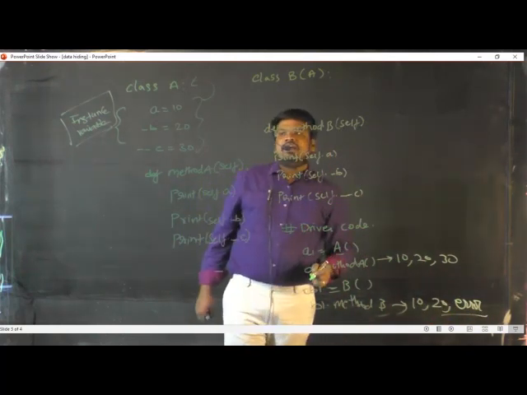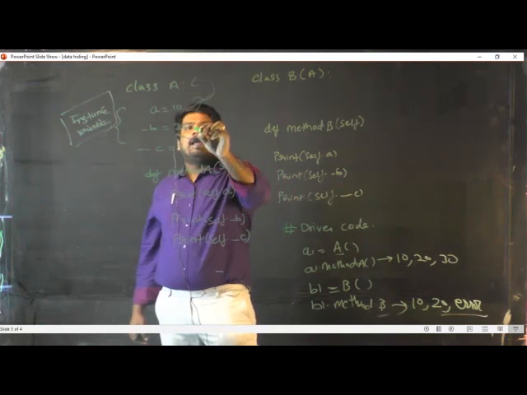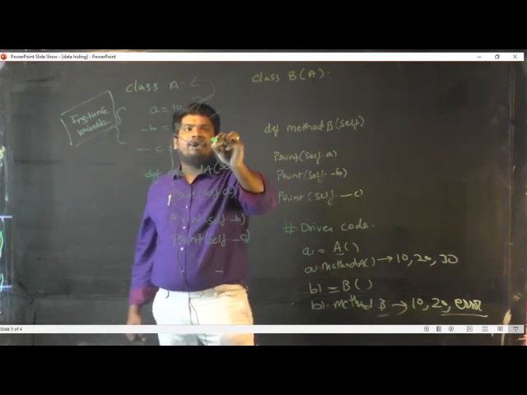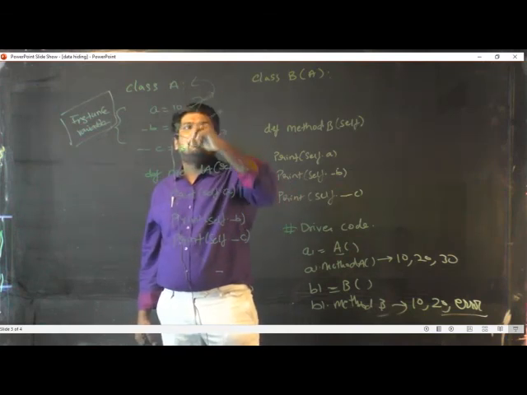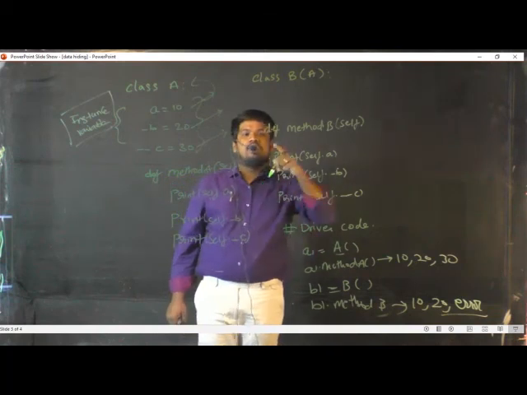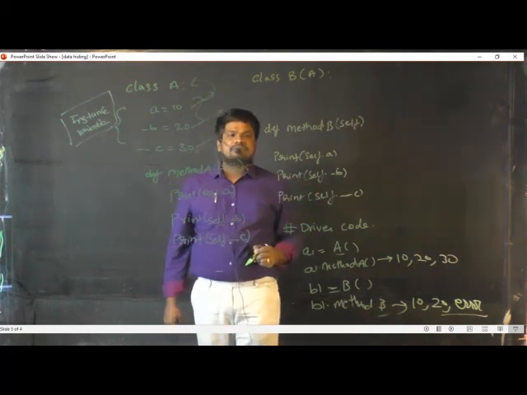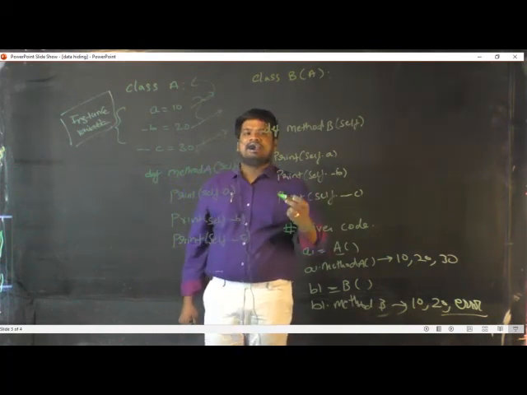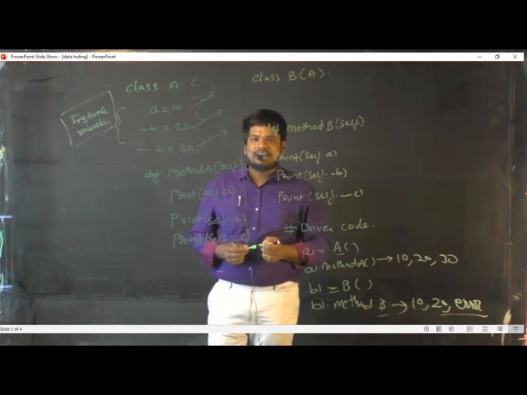So this is how public, protected and private access specifiers work in Python. I hope from this example everything is clear to you about how data hiding is achieved in Python.